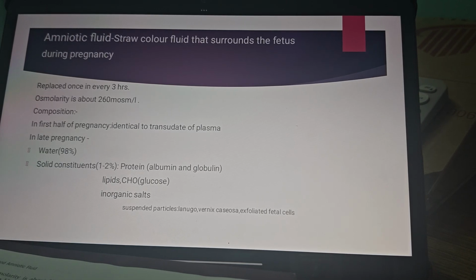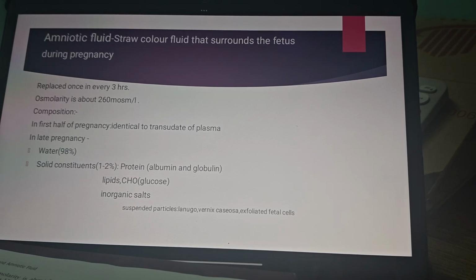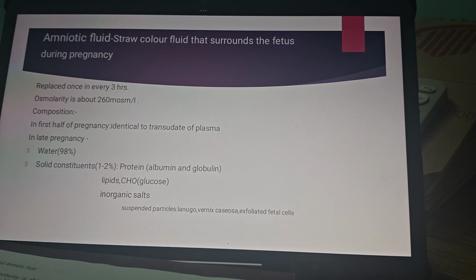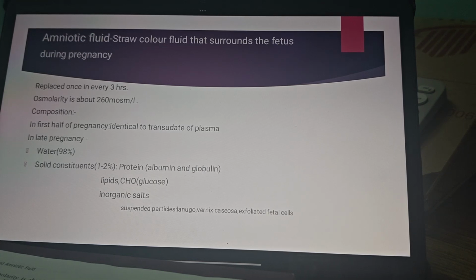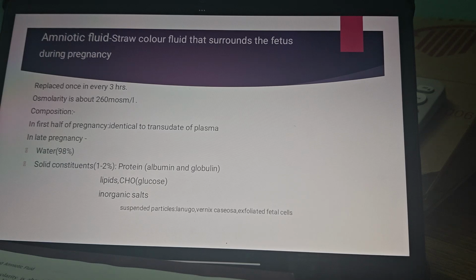What is amniotic fluid? Amniotic fluid, also known as liquor amni, is a fluid that is present in the amniotic sac and surrounds the embryo. So it is a straw color fluid that surrounds the fetus during pregnancy, and it is replaced once every 3 hours. The osmolarity of amniotic fluid is 260 milliosmol per liter, and coming to composition, in the first half of the pregnancy it is identical to the transudate of plasma.